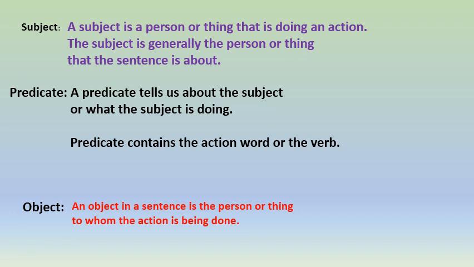Well, what is a predicate? A predicate tells us about the subject or what the subject is doing. Predicate contains the action word or the verb. Well, what is an object? An object in a sentence is the person or thing to whom the action is being done.